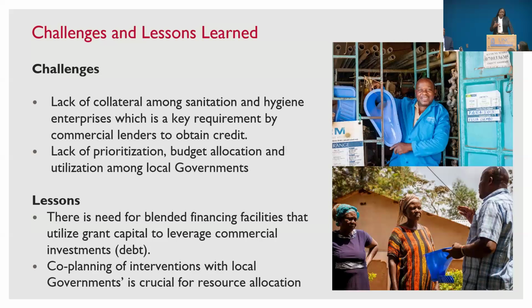Then I've talked about lack of prioritization, budget allocation, and utilization. So at the start, when we were doing the county integrated development plans, we made these beautiful plans, or this amount of money has been allocated to sanitation and menstrual hygiene management. But the challenge comes in at the actualization level. How much have you allocated for sanitation and actually utilized it?